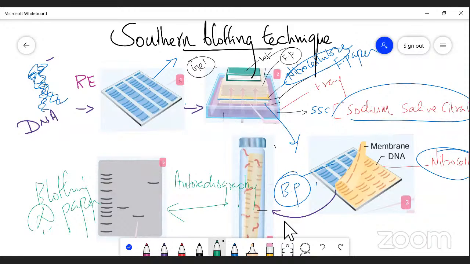My dear student, please understand, there are several steps here. The first is giving a structure to the fragments by using restriction enzymes. The fragments of DNA are transferred onto blotting paper, which is left in a tray containing buffer solution. That solution is called sodium saline citrate. It acts as a buffer, because a buffer is a solution that maintains its pH value, right?